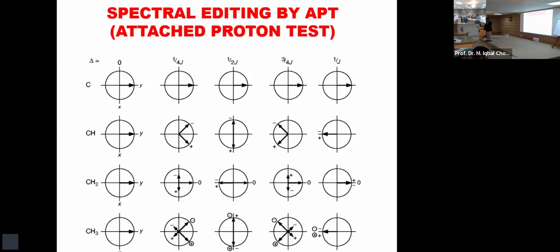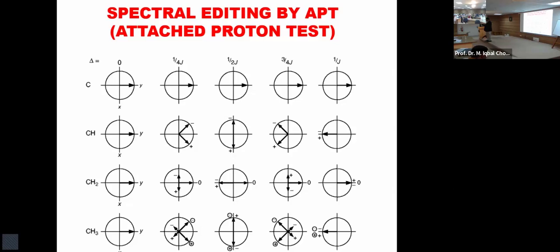Remember that the attached protons exist as 3 up, 3 down, 2 up, 2 down, 1 up, 2 down, so many of these combinations, 4 of them. And so they will split, fan out on the XY plane because they have different couplings with attached protons.